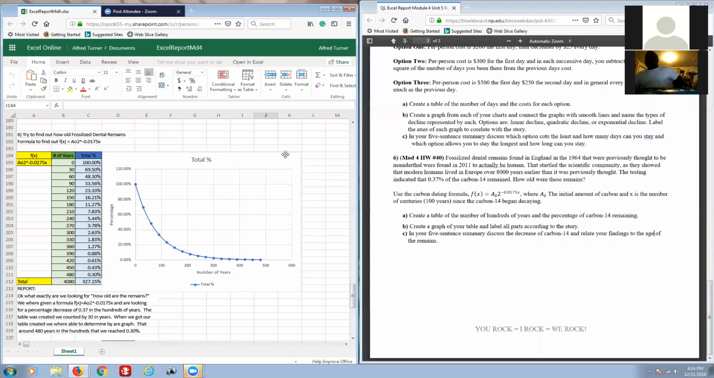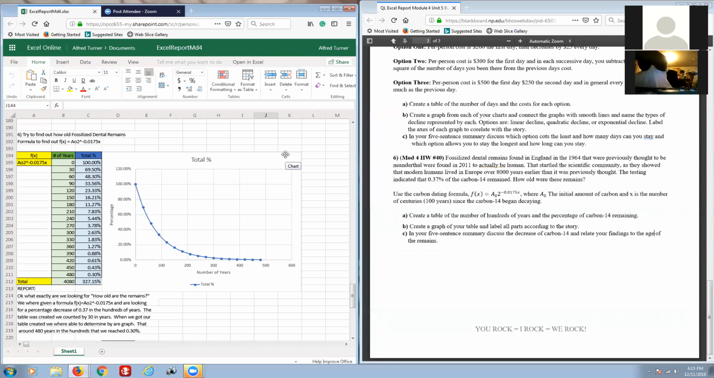Number 6, looking for a fossil name. This is interesting to me. Okay, remains found in England from 1964, which is a very, very long time. We're going to be speaking in the hundreds, 100 years. So it's like 1990, and then you go 19. Oh, I just had it. You know what I'm talking about.